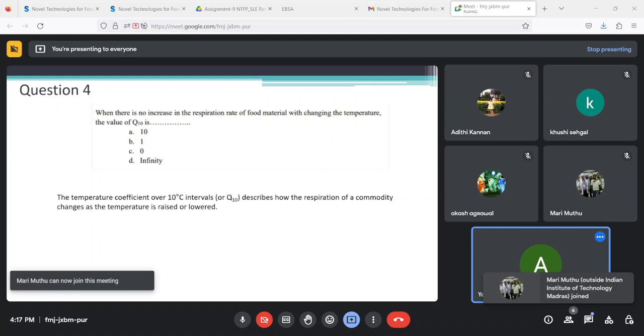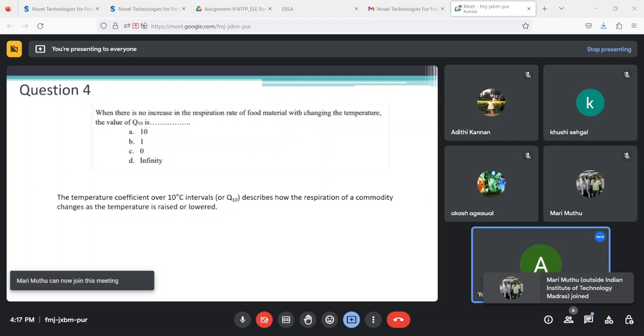So let's say you have a particular rate X at temperature equal to 10 degrees and you have a rate Y at temperature equal to 20 degrees. So the temperature interval is 10 degrees. You have 10 degrees and 20 degrees. So the difference in temperature should be 10 degrees. In that case, the ratio of the rate will give you Q10 values. So hope this is clear. If you have temperature equal to 10 degrees Celsius and then you have temperature equal to 20 degrees Celsius, in that case delta T is equal to 10. In that case, the ratio of the respiration rate is equal to Q10.